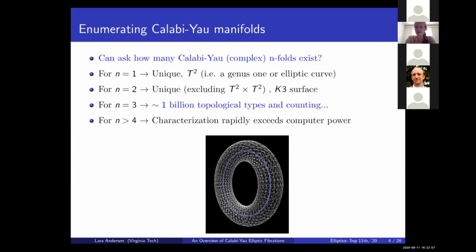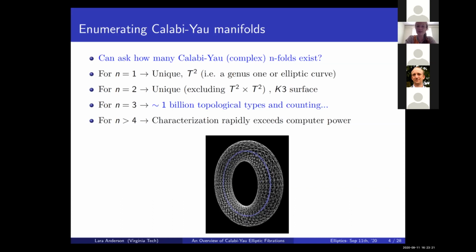For two complex dimensions, again, if you exclude the product solution T2 times T2, you have a unique solution, the K3 surface, which has appeared in many talks, Matthias's and in Chuck's talks yesterday, for example. K3 surfaces are Calabi-Yau two-folds, real four-folds, etc. There's only one of those. So far, 1, 2 unique solutions, it's looking good, but at complex 3, things break down.